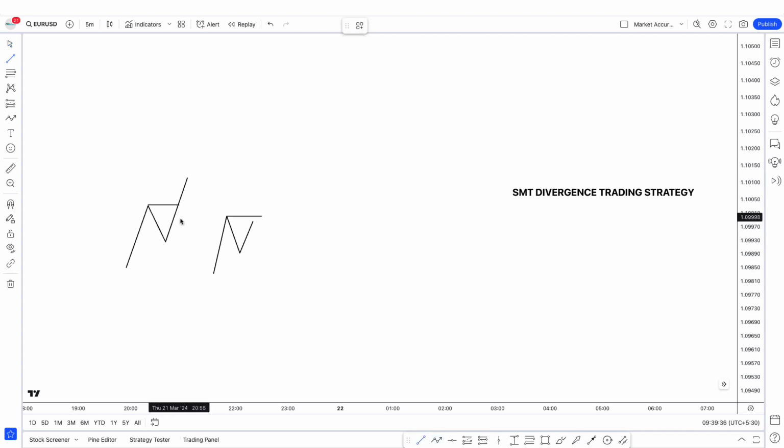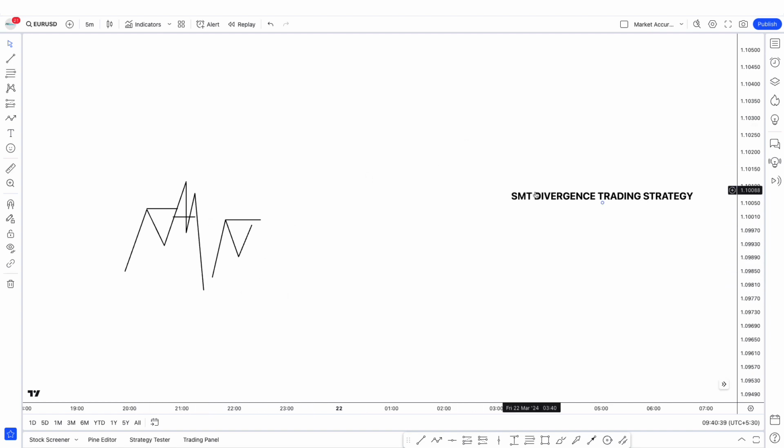So what we do now, we wait for market structure shift, and we take our entry on a fair value gap, and kaboom. It's really that simple. But if you got the gist of it from just this explanation, then you should be good.